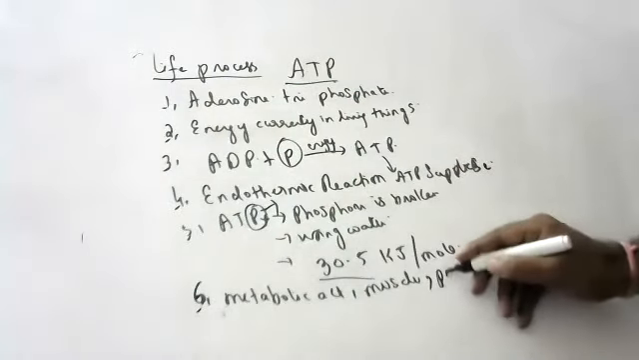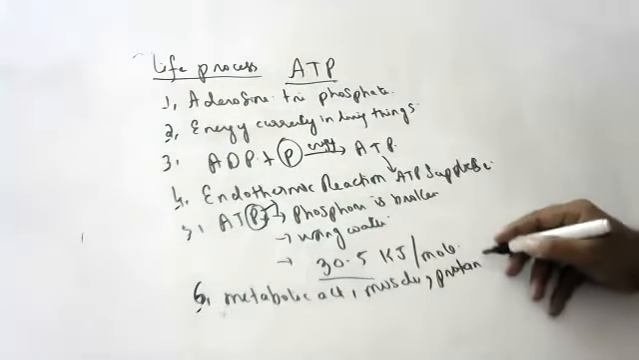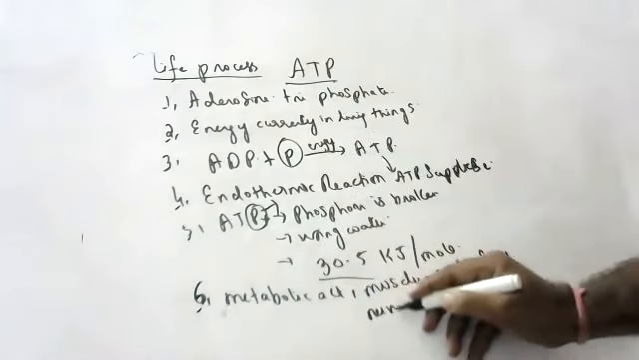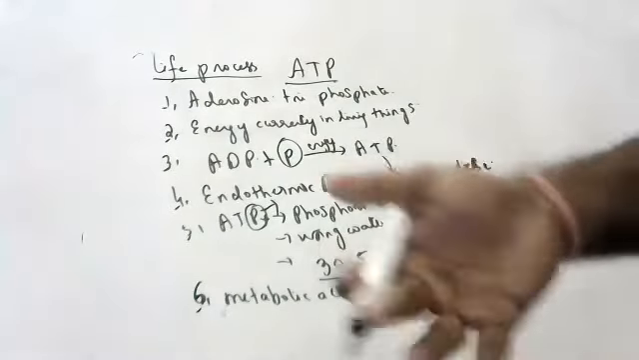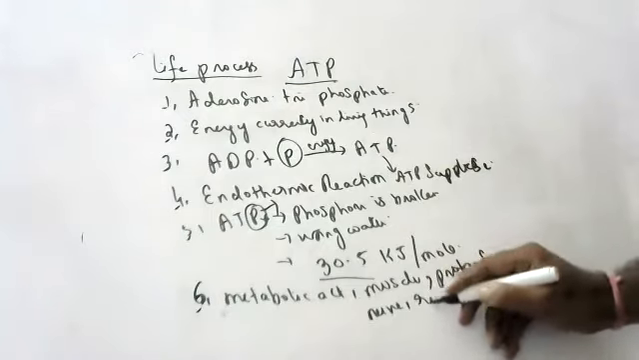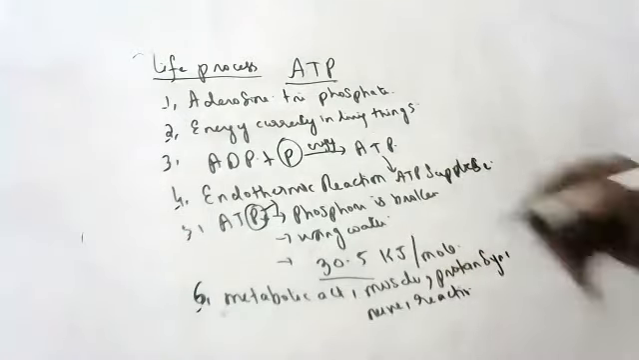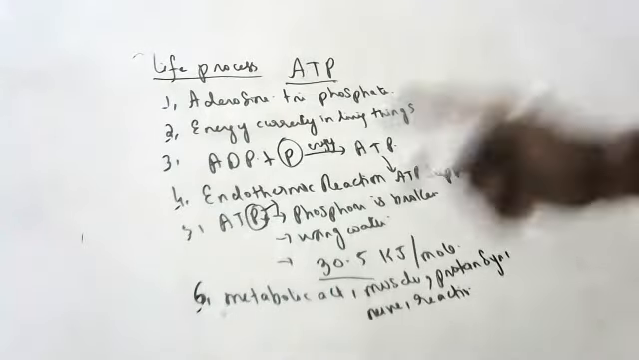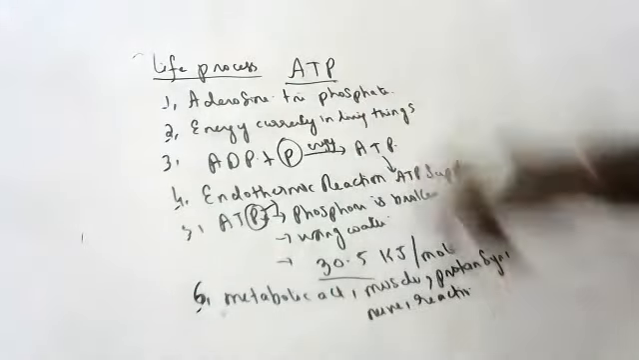And also protein synthesis. Who will synthesize the proteins in our body? Ribosomes. For them also. And conduction of nerve impulses. In our nerves, impulses will be transferred. They also use some energy. Many other reactions in our body will take place only because of the energy provided by ATP.